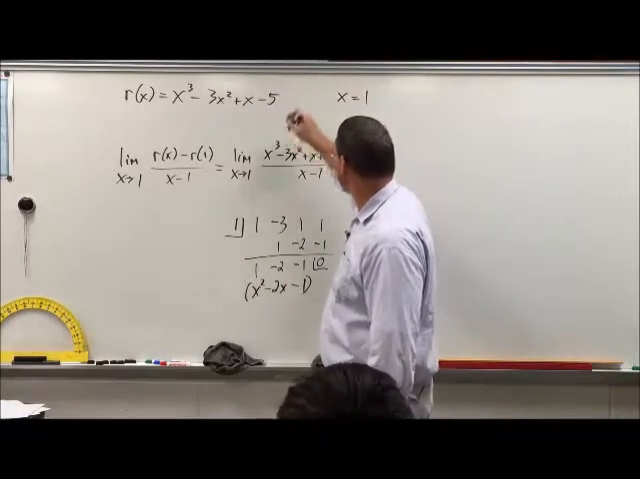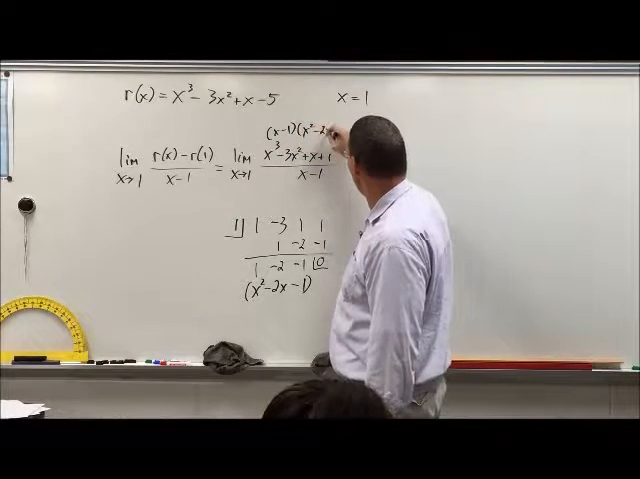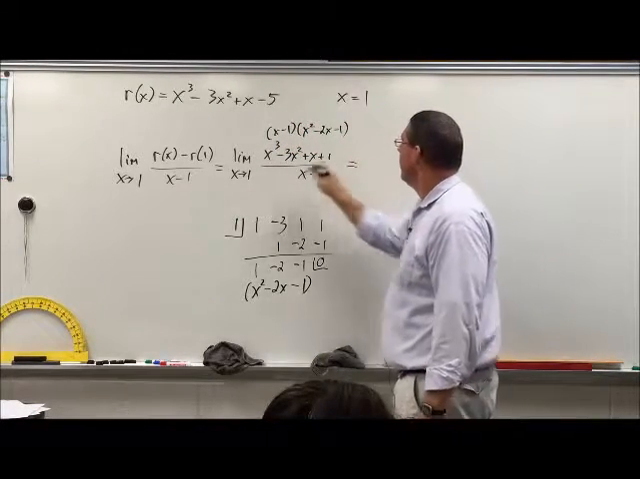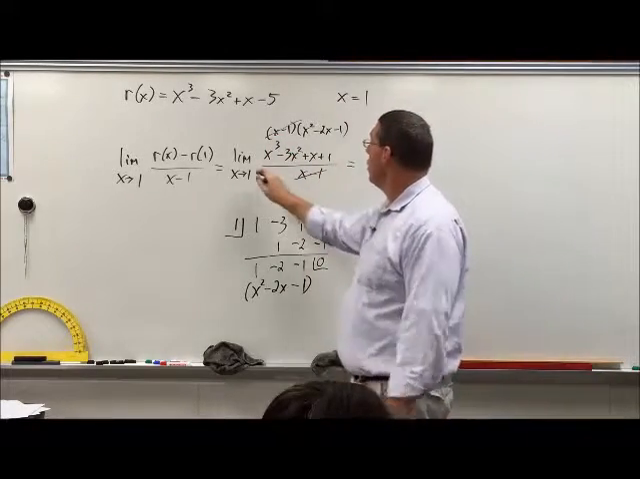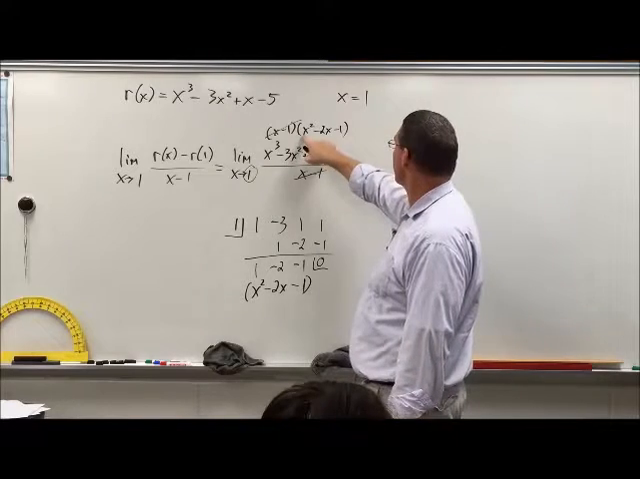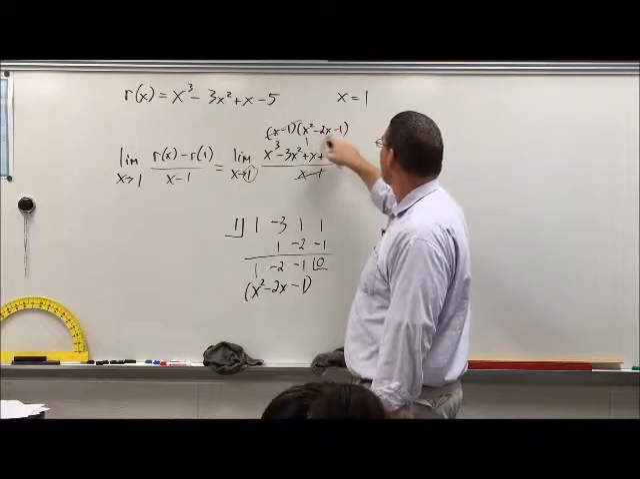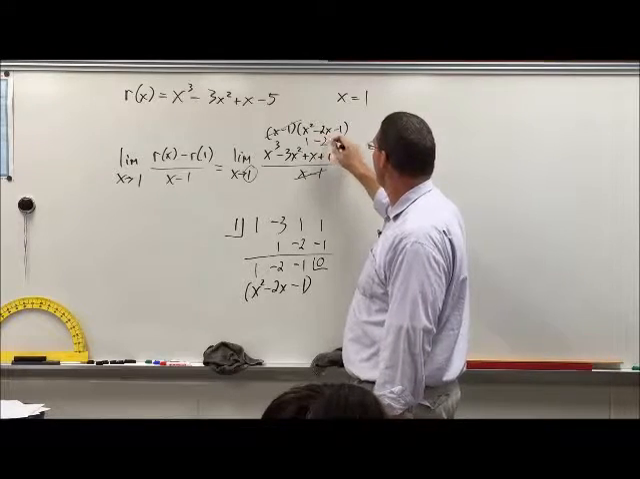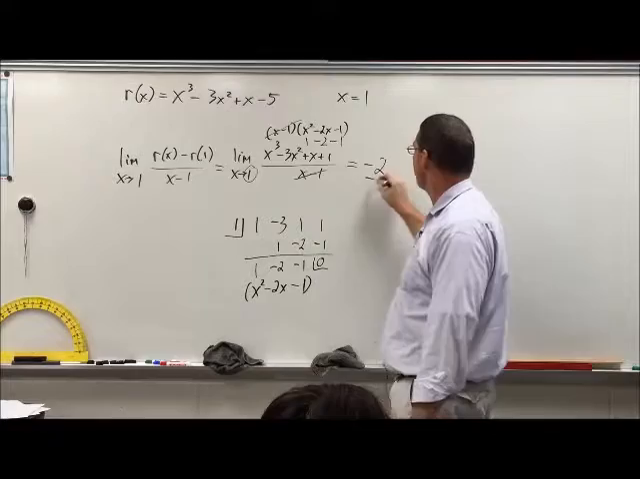So this now factors into x minus 1 times x squared minus 2x minus 1. Cancel the x minus 1. Plug in 1 for x here. So x squared, 1 squared is 1. Minus 2 times 1 is minus 2, minus 1. 1 minus 2 is -1. Minus 1 is -2. There we go.